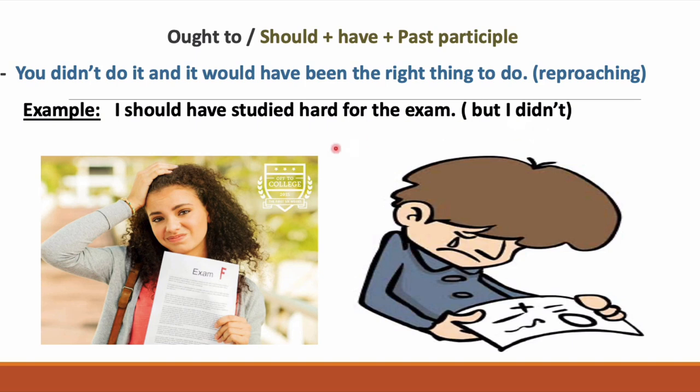It was the right thing to do. It was the best thing for me to study, but I didn't study. So, what is the result? I failed the exam. I didn't get good marks in the exam, right? So, I should have studied, or I ought to have. We can use ought to have here. I ought to have studied hard, but I didn't.